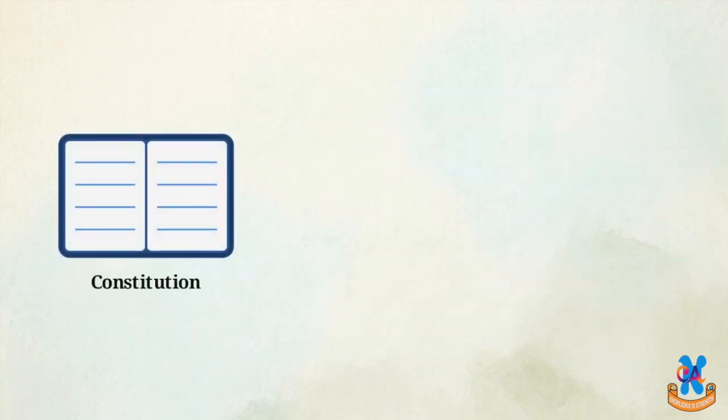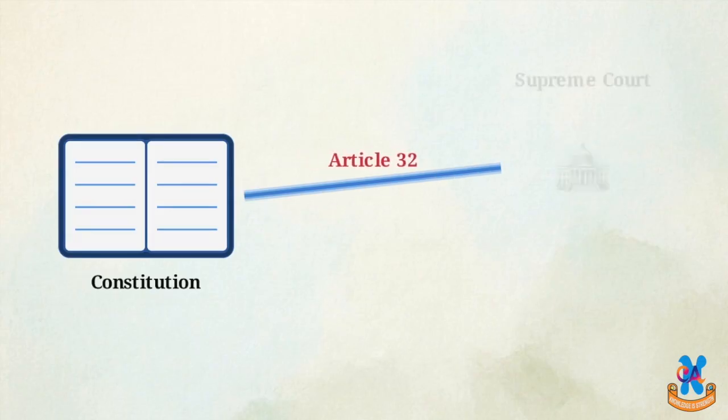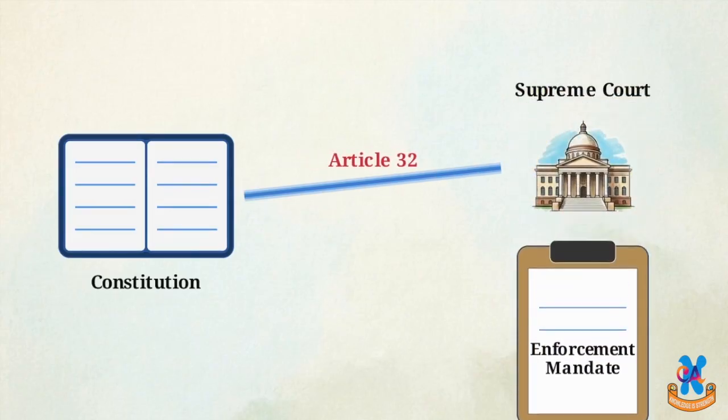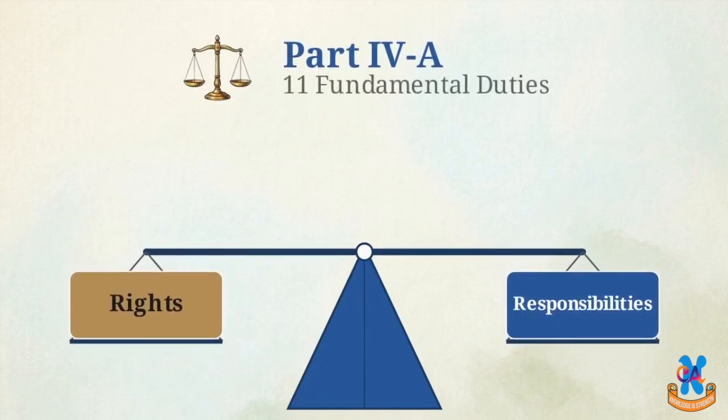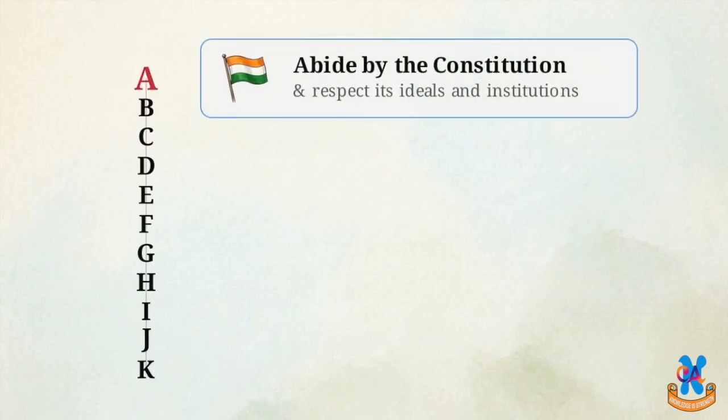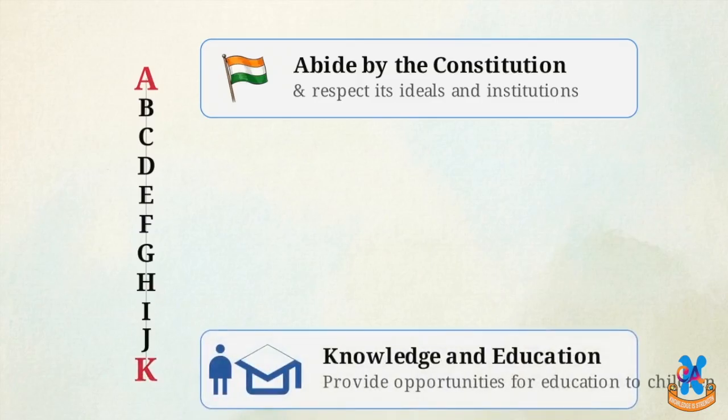Article 32 turns the Constitution from a passive list of promises into a set of enforceable commands that the Supreme Court is bound to execute. Rights are balanced by responsibilities. Part 4A houses the 11 fundamental duties. A systematic way to retain them is to map them alphabetically from A to K, starting with abiding by the Constitution and ending with knowledge and education for children.